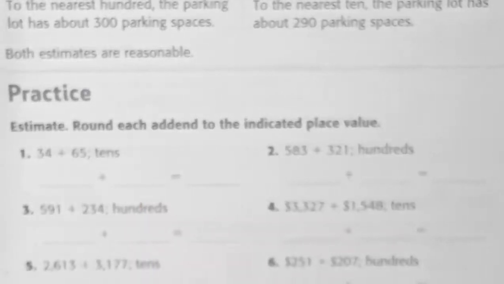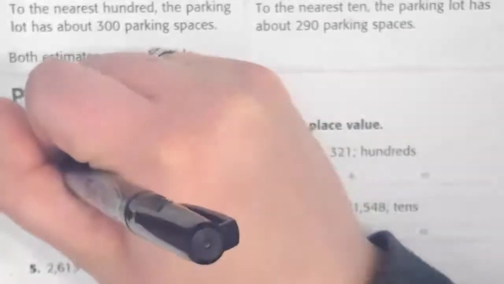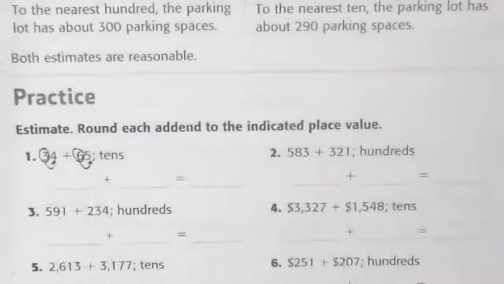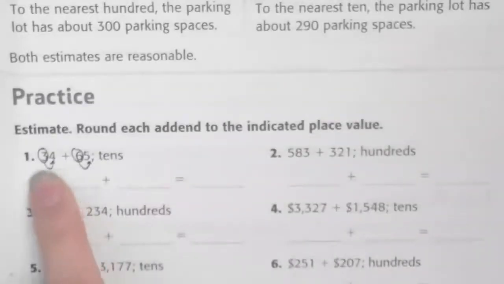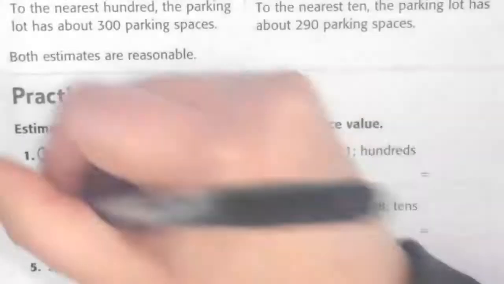So for this question, I'm going to circle my tens place in both of those numbers, draw my bossy arrow next door, and then use my same rounding rules. So 4 tells me that I need to keep the 3 the same because 4 is less than 5. And then my bossy number always turns into a 0.